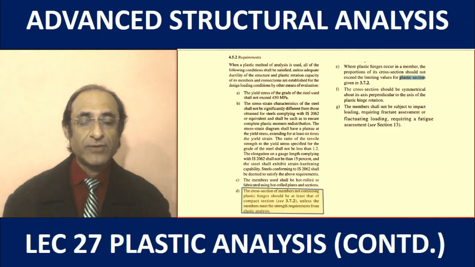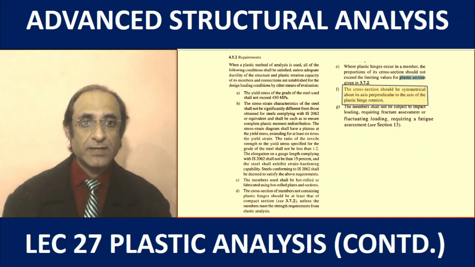However, if we are using the elastic approach, then the member should be at least semi-compact. Then the cross section should be symmetrical about its axis, normal to the axis of the plastic hinge rotation. This assumption we have already considered, that we are considering either monosymmetric or bisymmetric sections. That is, the plane of the loading and the plane of rotation should be the same. Otherwise, there will be other effects which are not accounted for.